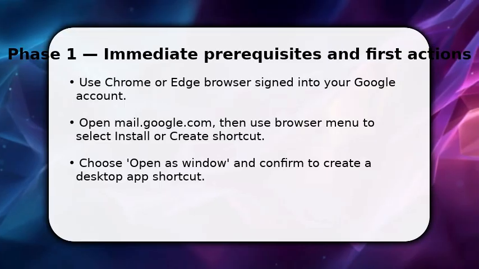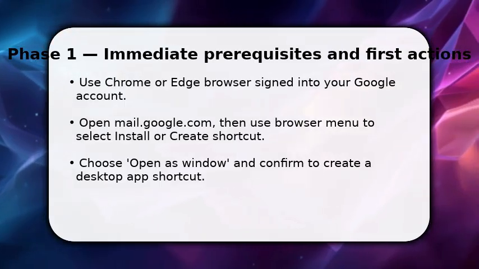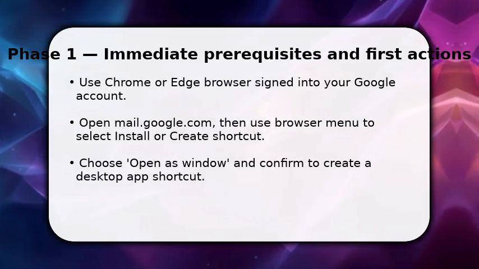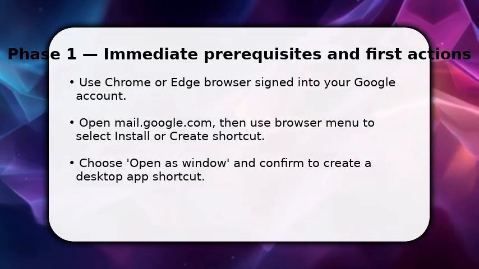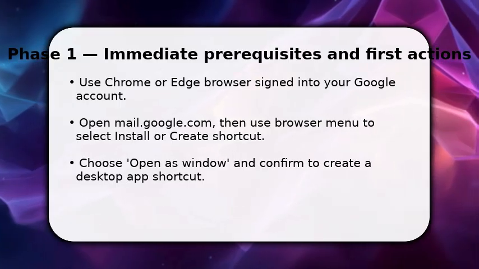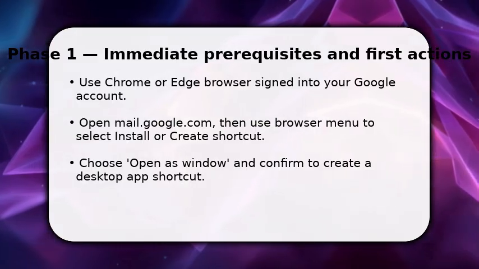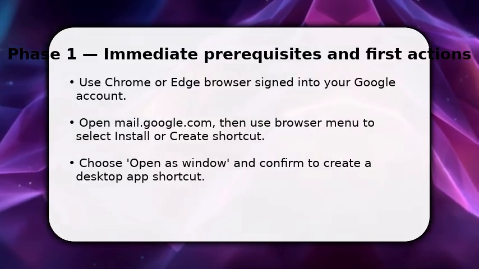You start by using Chrome or Edge already signed into your Google account. Open mail.google.com. Once loaded, open the browser menu and pick Install or Create Shortcut. Choose the option to open as a window so Gmail behaves like an app. This gives you a native-like experience and keeps Gmail on your desktop.